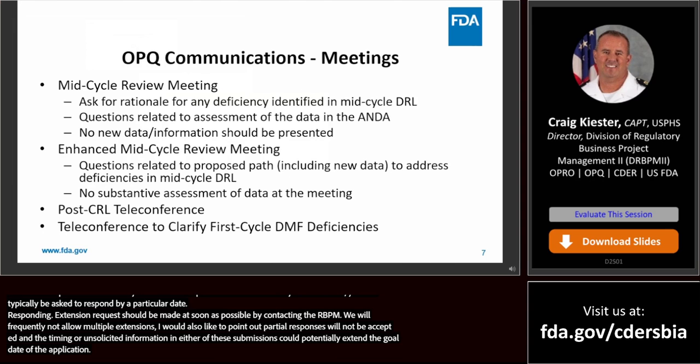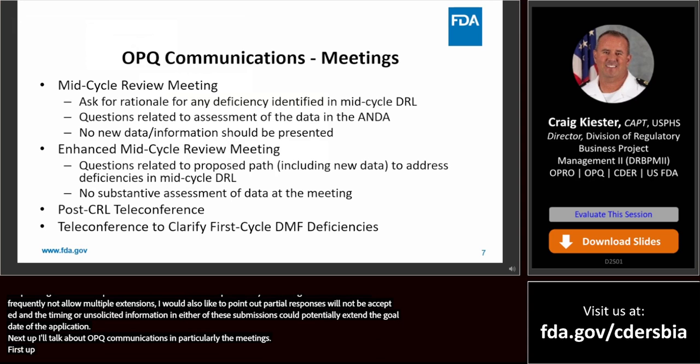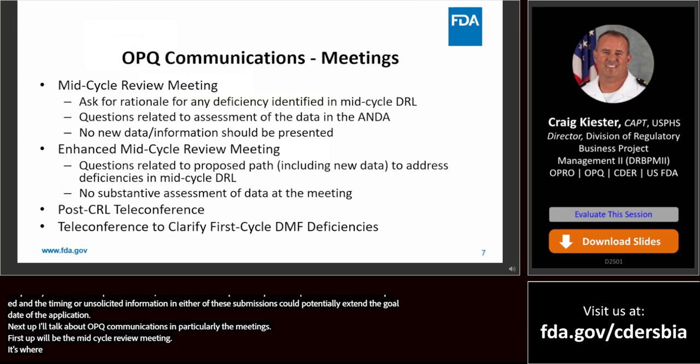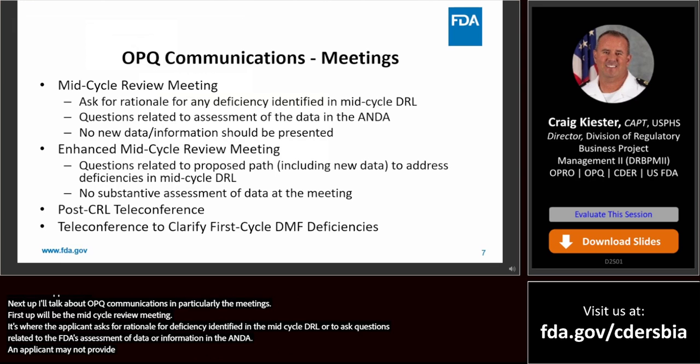Next up, we'll talk about OPQ communications, and particularly the meetings. First up would be the mid-cycle review meeting. It's for the applicant to ask for rationale for any deficiency identified in the mid-cycle DRL, and or to ask questions related to the FDA's assessment of data or information in the ANDA. An applicant may not present any new data or information at this meeting. A mid-cycle review meeting will take place within 30 days after the date the sponsor submits a meeting request.